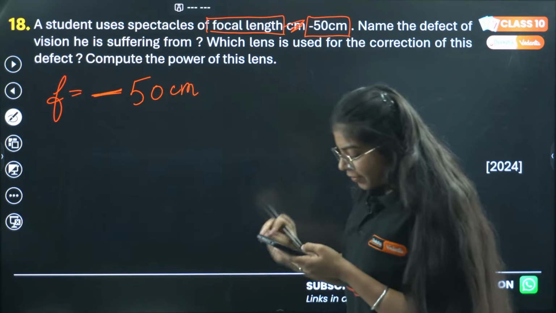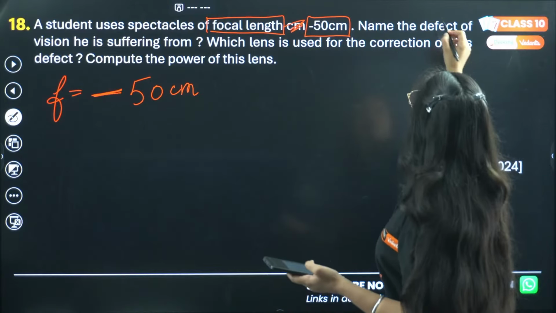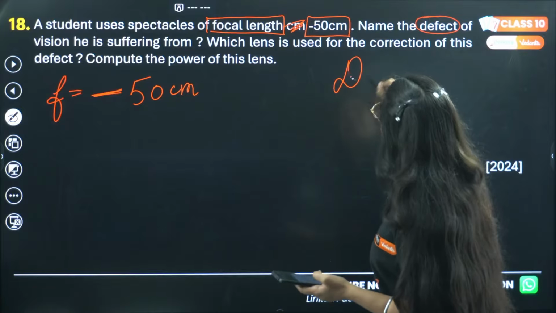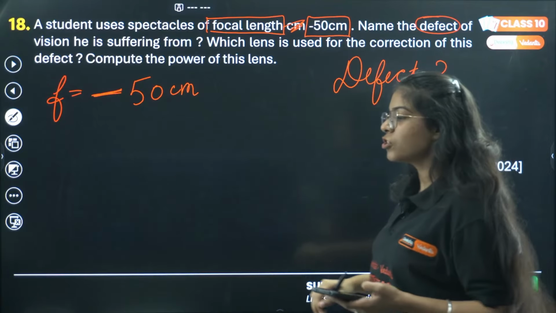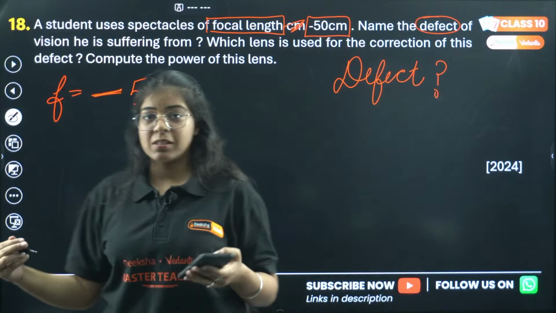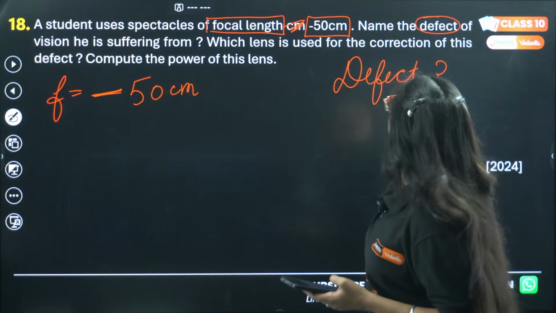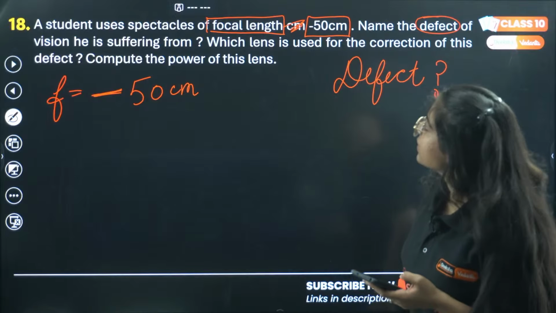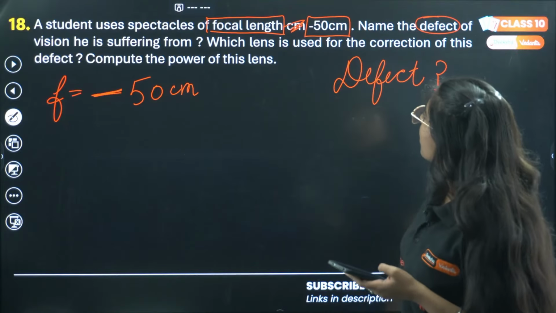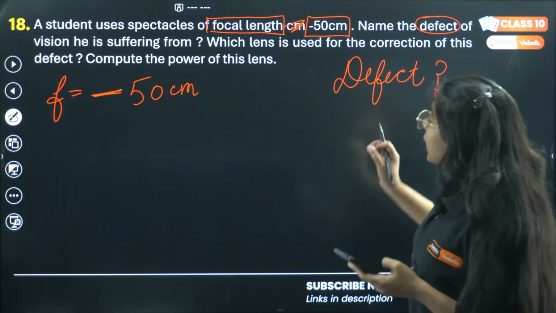Okay, everything should be clearly visible to you. Name the defect. Now we need to name the defect. If you can write everything on your exam paper, this will reduce your chances of doing silly mistakes to almost zero. Okay, Rohit, we are solving. Name the defect of vision he is suffering from. Which lens is used for the correction of this defect? Okay, the lens that is used.